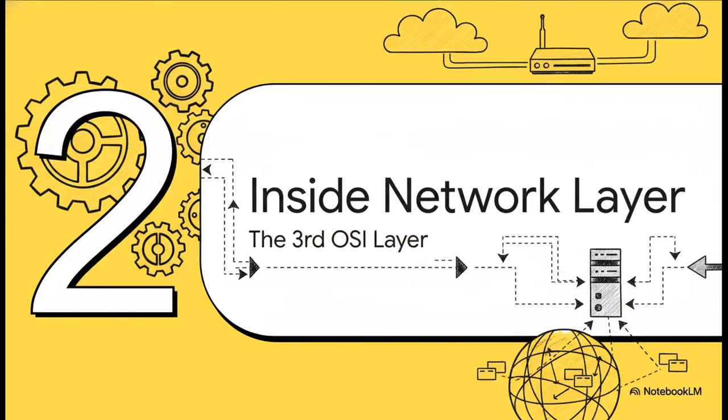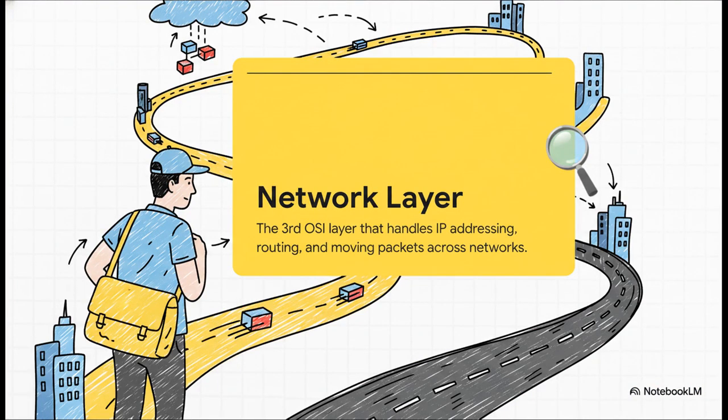Moving right along to Section 2, inside the network layer. The absolutely crucial point here is understanding exactly what this layer does. The network layer is the third OSI layer. It takes data segments from the transport layer right above it, packages them into what we call packets, and is wholly responsible for logical addressing and routing those packets between entirely different networks. Think of it this way. If the physical layer is the asphalt road, the network layer is the postal courier, meticulously deciding the fastest, most efficient route to deliver your cargo from one city to another.